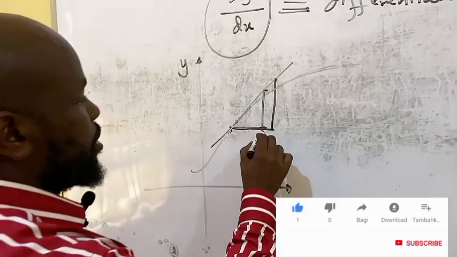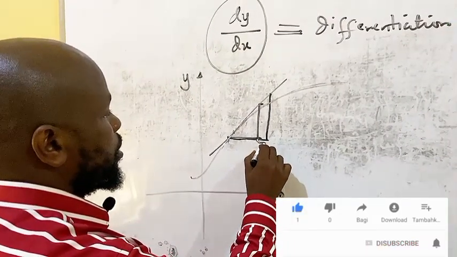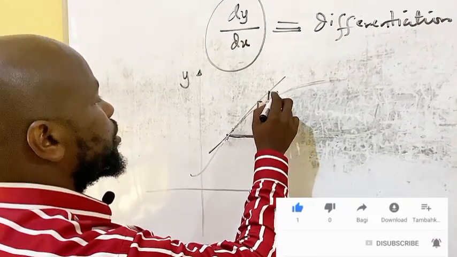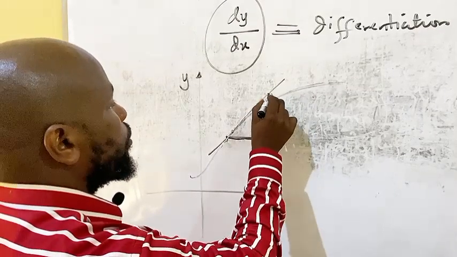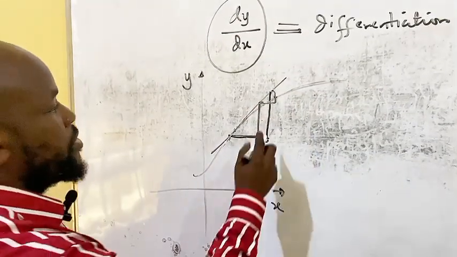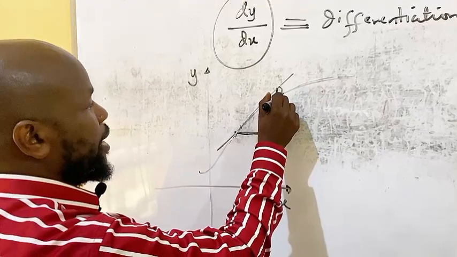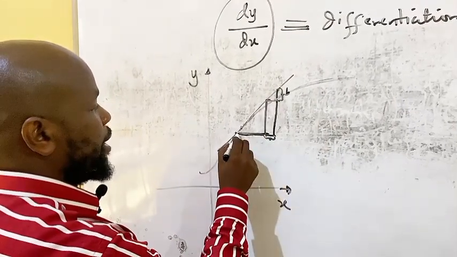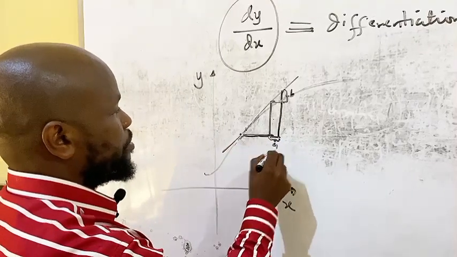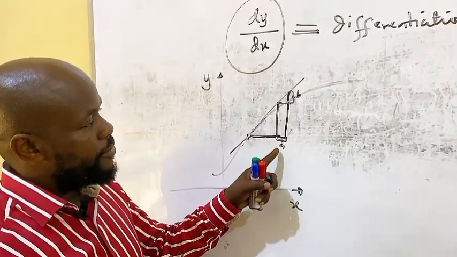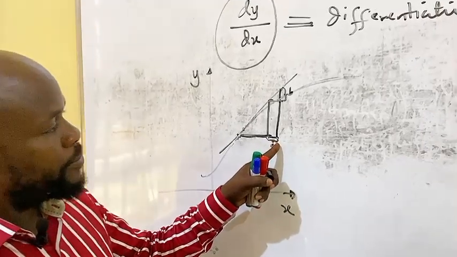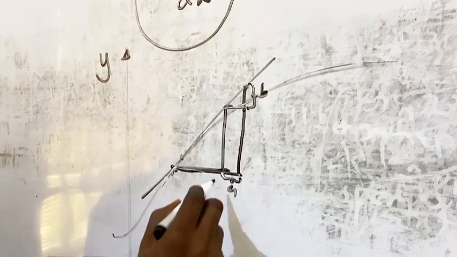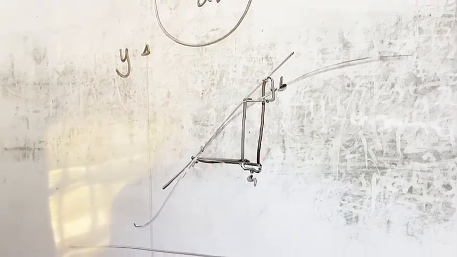That means we are considering the change here, and we are also considering the change from here to here. This other line from here to here has increased by b, because this other line from here to here has increased by a. So the change from here to here that happens as a result of the change from here to here is what we call differentiation.